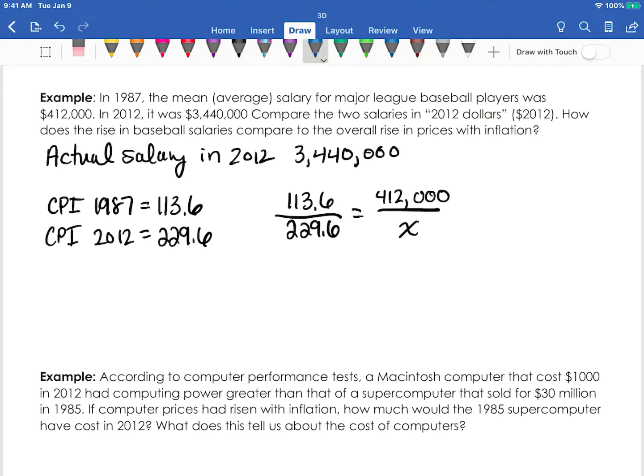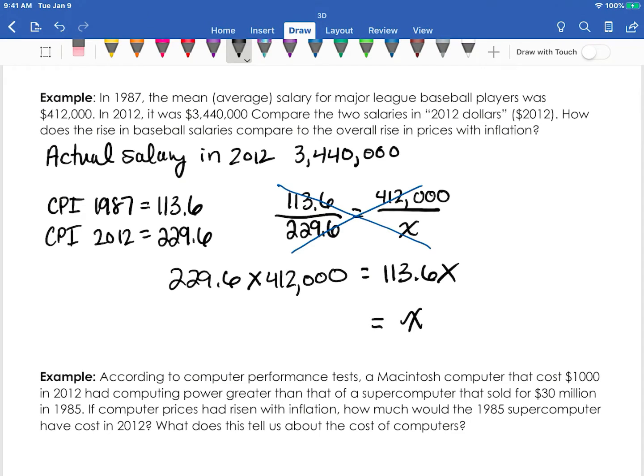So if I solve this for x, I'm going to cross multiply. I'm going to take 229.6 and multiply by 412,000, and that's going to be equal to 113.6 times x. Then to find x, we're going to divide both sides by 113.6. So on my calculator, I'm going to do 229.6 times 412,000, and then take that answer and divide by 113.6, and I'm going to get approximately $833,000. I should do the little squiggle line here because this is an approximation.